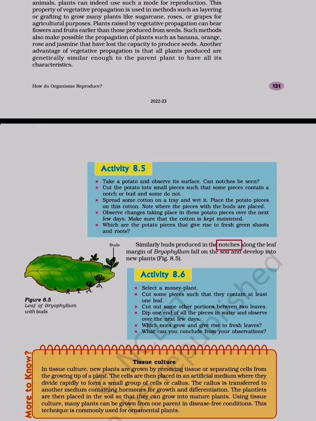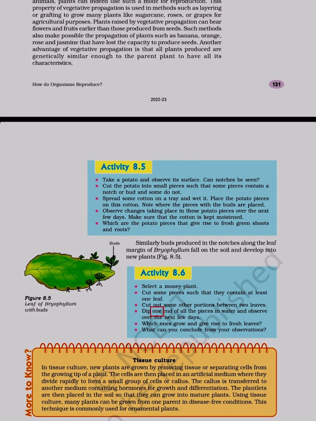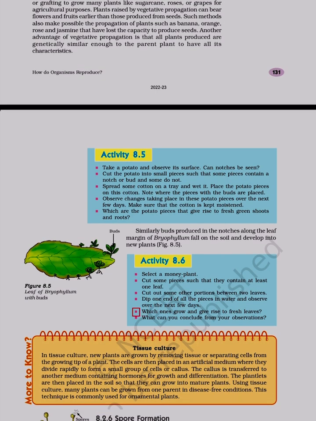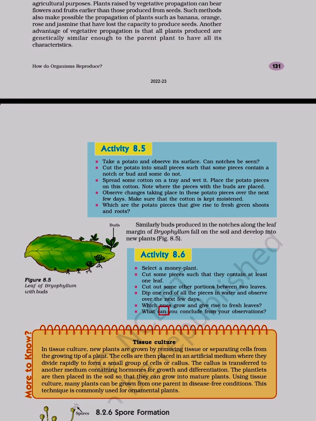Similarly, buds produced in the notches along the leaf margin of Bryophyllum fall on the soil and develop into new plants. Figure 8.5. Activity 8.6. Select a money plant. Cut some pieces such that they contain at least one leaf. Cut out some other portions between two leaves and dip one end of all the pieces in water and observe over the next few days. Which ones grow and give rise to fresh leaves? What can you conclude from your observations?